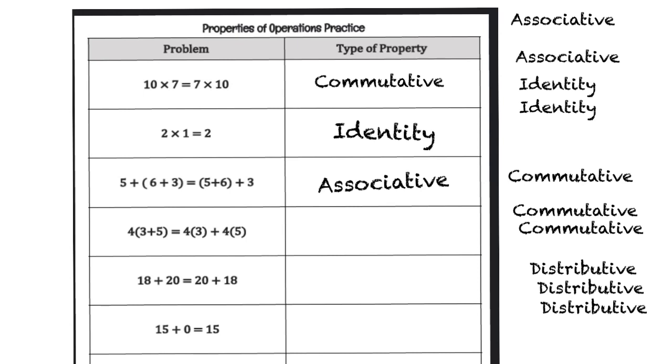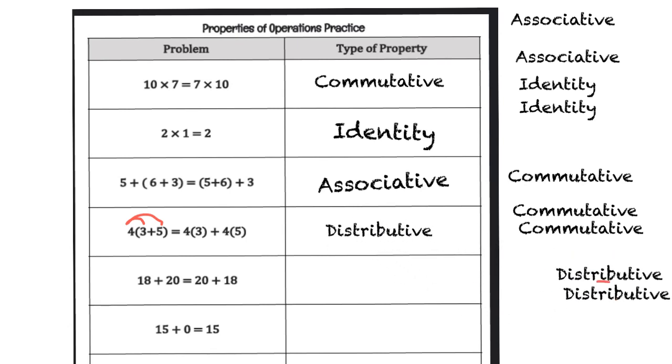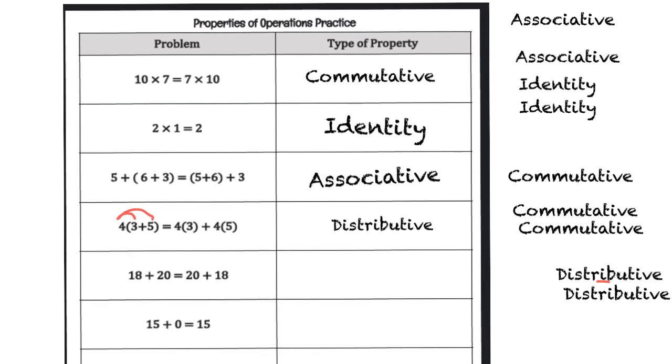Okay, next we're looking at 4 times (3 plus 5) equals 4 times 3 plus 4 times 5. Hopefully you noticed in this one that we see some distributing happening. The 4 is being distributed to both numbers. So we're going to put it back on. Hold on, I'll just grab one. We're going to distribute that.